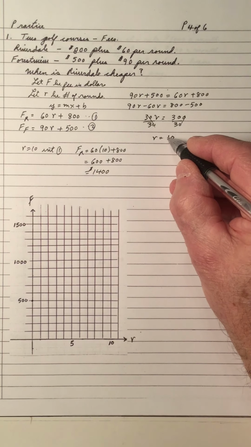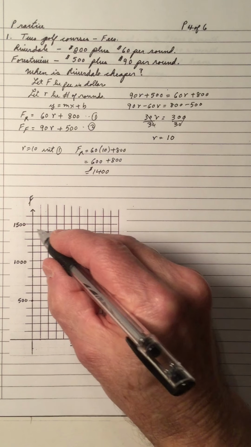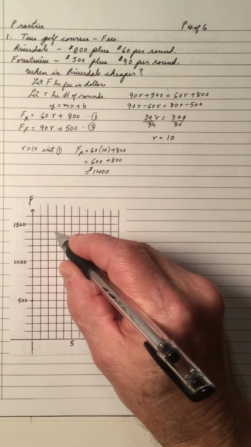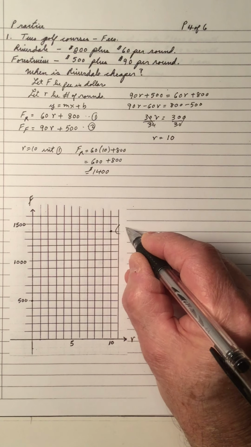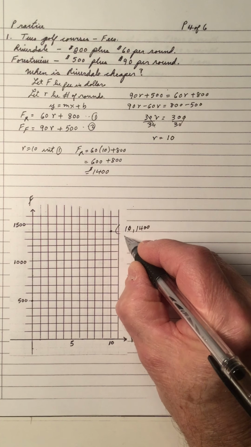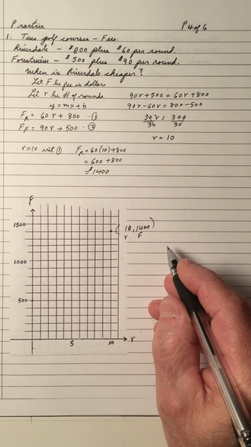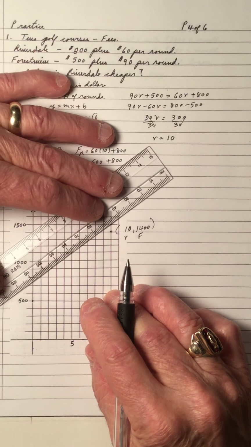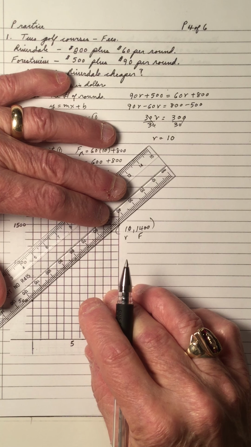So the point of intersection is 10 rounds, which is right here, and 1,400. So there's 1,500, that's 1,000, 11, 12, 13, 14. So 10 and 14. So this is the point. That point right there is 10, comma, 1,400. 10 rounds, and you've got a fee of $1,400. Okay, so if I draw a graph now based on that, starting at the 500, this is what it is going to look like.